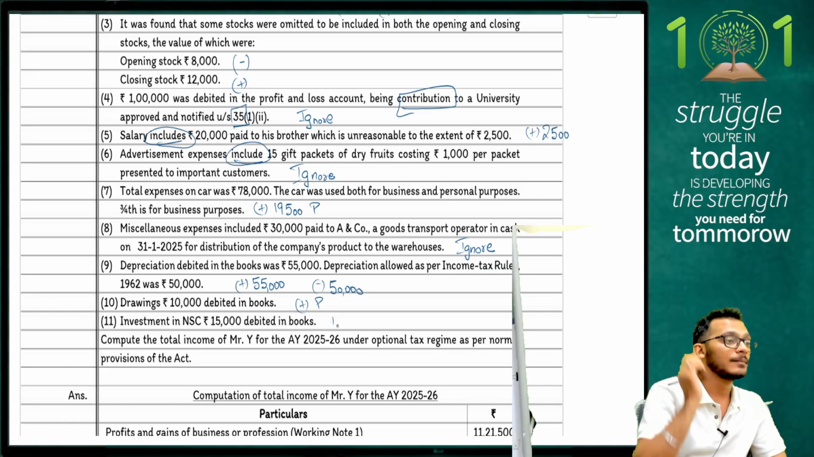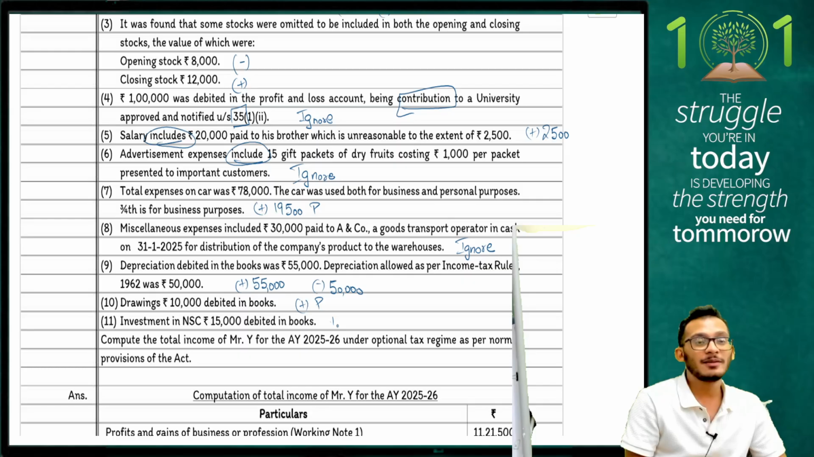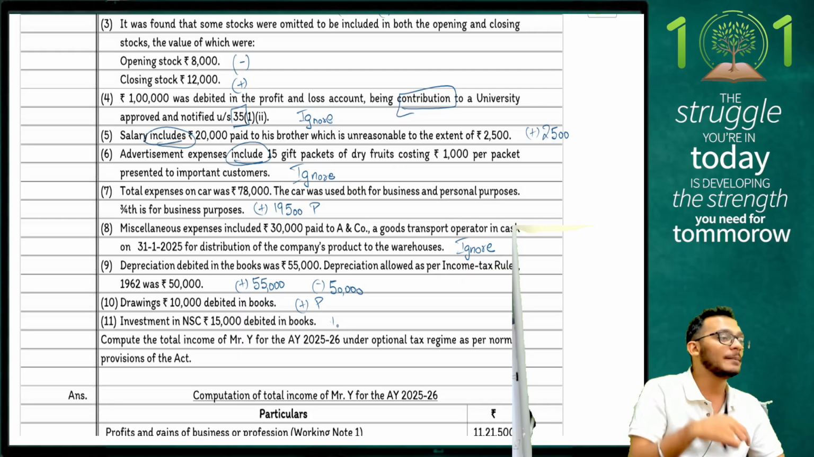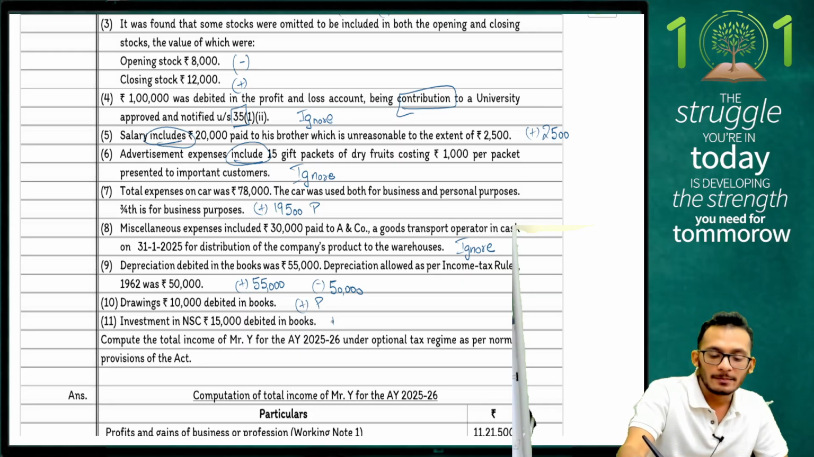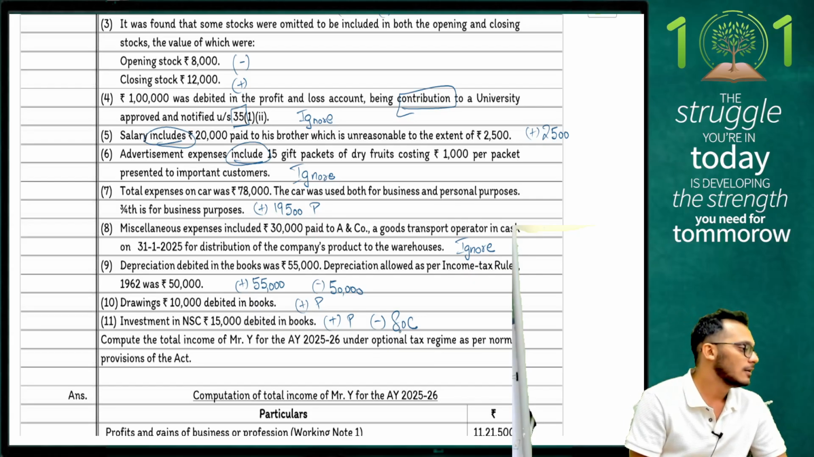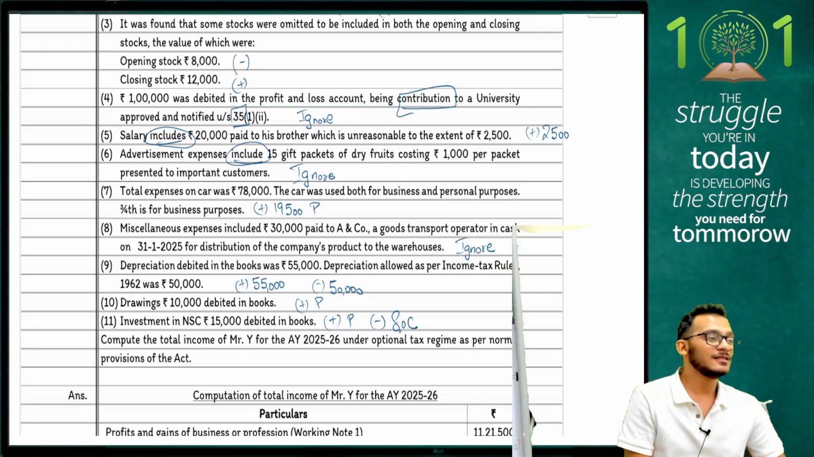Debited means it is there in P&L. Investment in NSC is 80C, which means it should not be there in PGBP. Therefore, I will first disallow it and then claim the 80C deduction. Yes or no? Yes. These questions become easier if you figure out whether it is there in P&L or not.